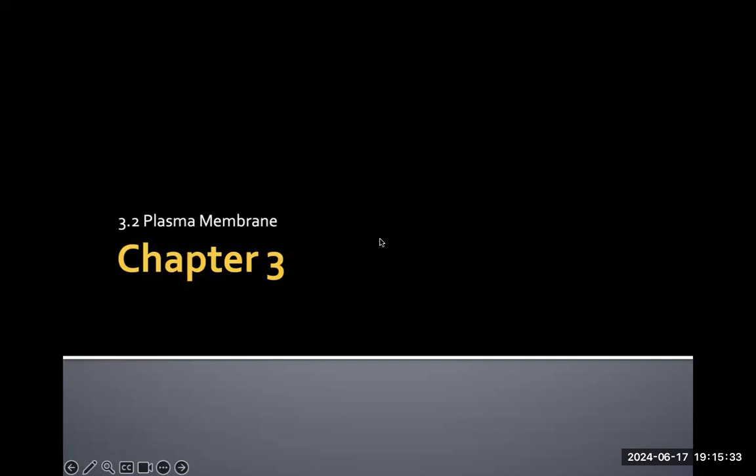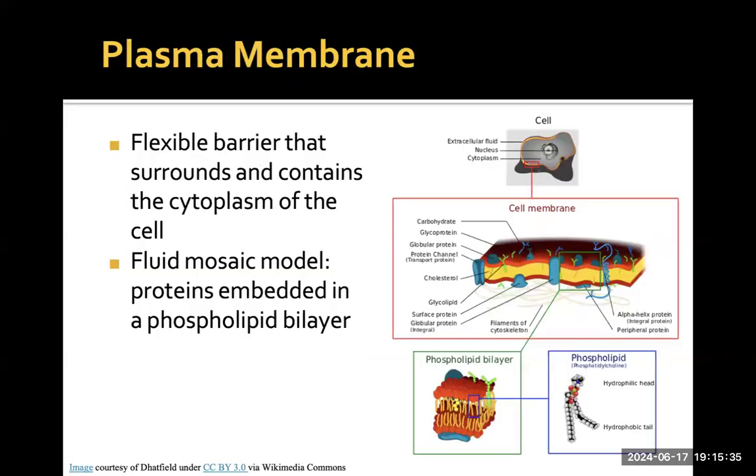Okay, so talking specifically now about the plasma membrane, this is a flexible barrier that is going to surround and contain the cytoplasm of the cell. This is what we would call a fluid mosaic model, which is this right here. And you can tell that it's going to be made up of what we call a phospholipid bilayer with different proteins embedded inside of it.